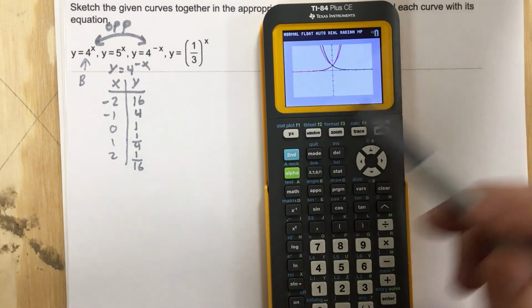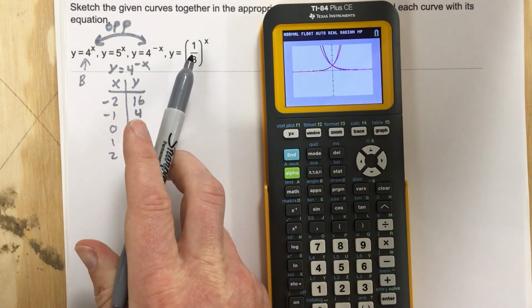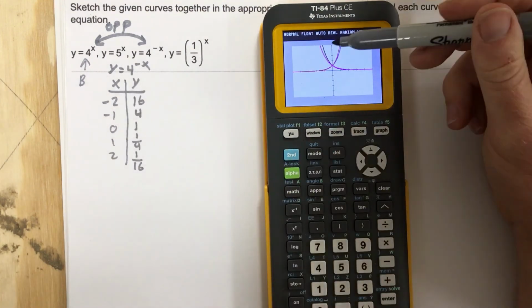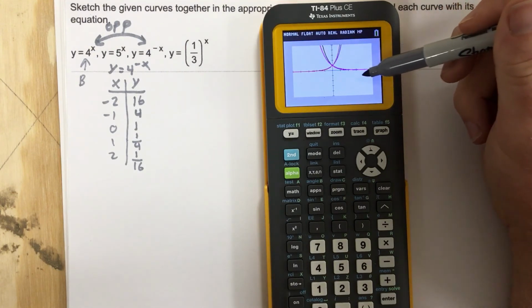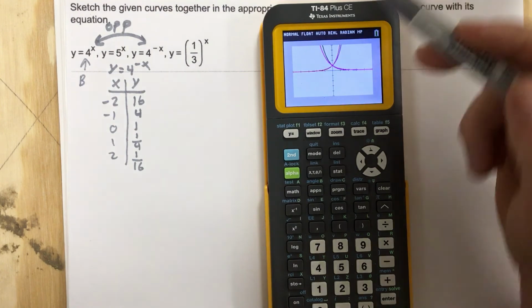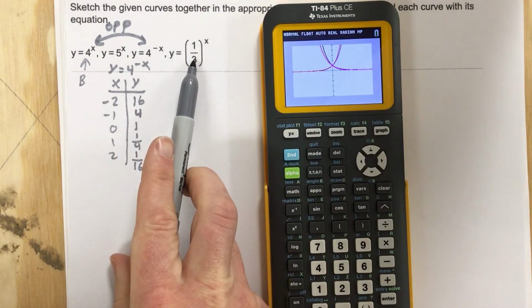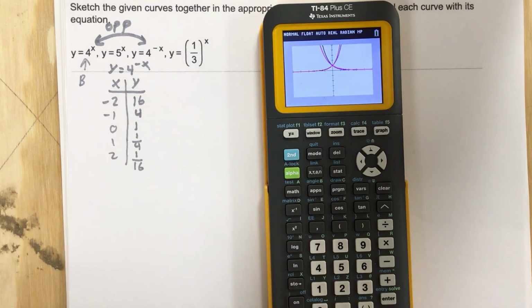And then anytime you have a value for your base that is less than 1, you are also going to have a reflection across the y-axis. And you can see that there with the pink line. So if we have a negative for an exponent, or we have a base that's less than 1, we're going to have a reflection across the y-axis.